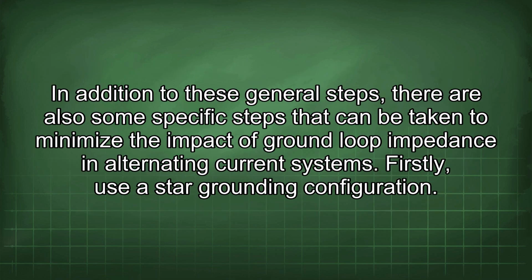In addition to these general steps, there are also some specific steps that can be taken to minimize the impact of ground loop impedance in alternating current systems. Firstly, use a star grounding configuration.